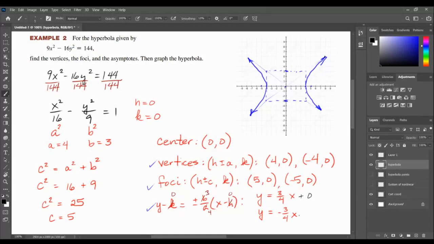And then we've got negative 3/4 x, and I'm going to go ahead and write plus 0, though we don't usually, just to highlight that we have a y-intercept of 0, a slope of negative 3/4, so maybe up 3, run negative 4, and then up another 3, run another negative 4, takes you out there. You can see that those lines are indeed the appropriate asymptotes.